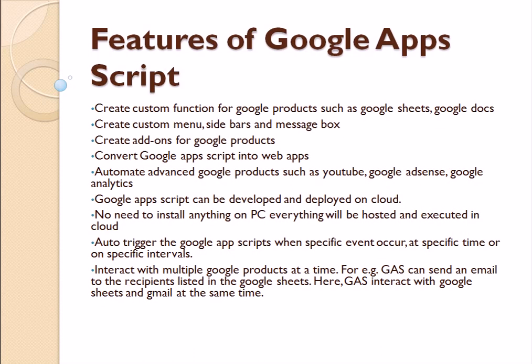The next point is interacting with multiple Google products at a time. For example, GAS can send an email to the recipients listed in a Google Sheet. Here GAS interacts with Google Sheets and Gmail at the same time. This is one of the best features of Google Apps Script. You can fetch the data from a Google spreadsheet and send the data to Gmail, and you can also get the data from a Google form and put the data in a Google spreadsheet. So with Google Apps Script, you can interact with all Google products as well as other third-party products.